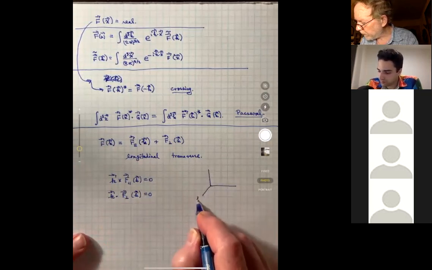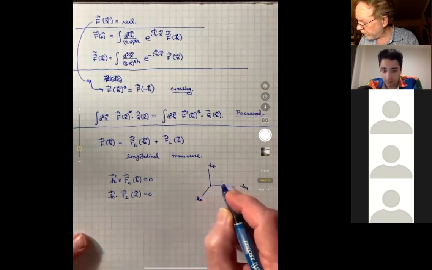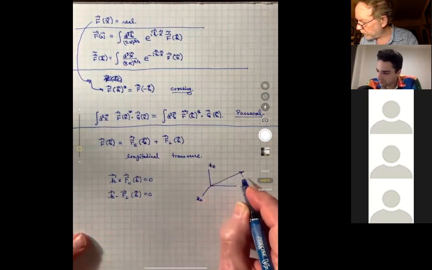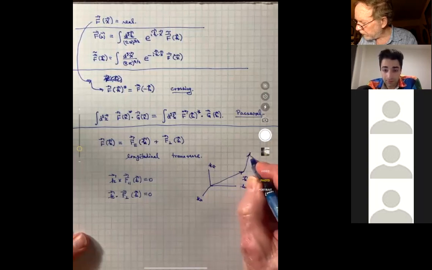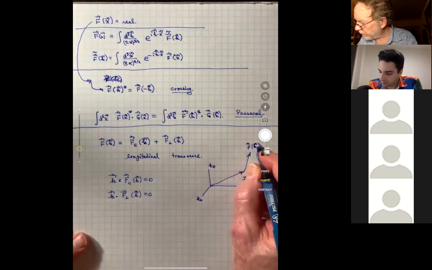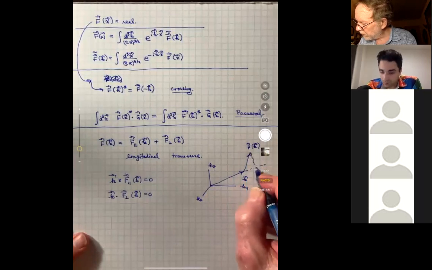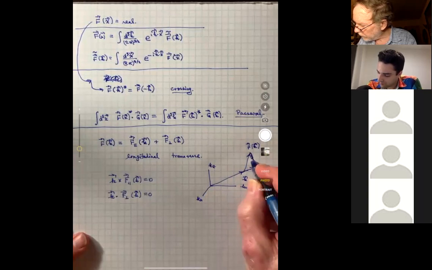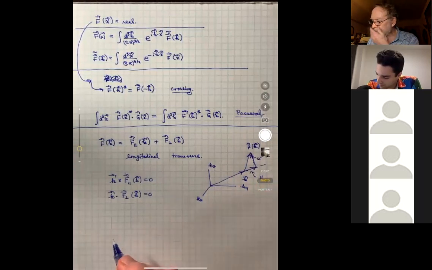If I just go to k space, kx, ky, and kz, like this, and I pick a particular vector in k space, let's call it the vector k. And now I've got a field here, let's call it f of k, that points off in some direction, like there. What we do is we just decompose it into its longitudinal part, which is parallel to k, and the transverse part, which is orthogonal to k. So that's the longitudinal part, and that's the transverse part.